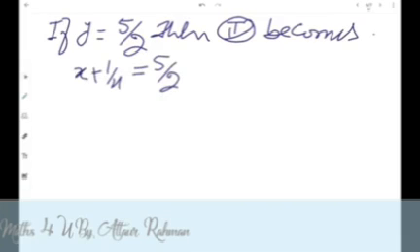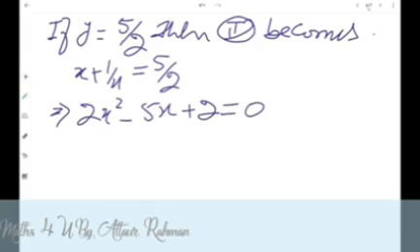You know, we will clear the denominator because it is still a disguised quadratic equation. We will clear the denominator by multiplying throughout by 2 times x, and this equation will take the shape as 2x square minus 5x plus 2 is equal to 0. That is the standard form of a quadratic equation. Now solving this equation, we will get the value of x.